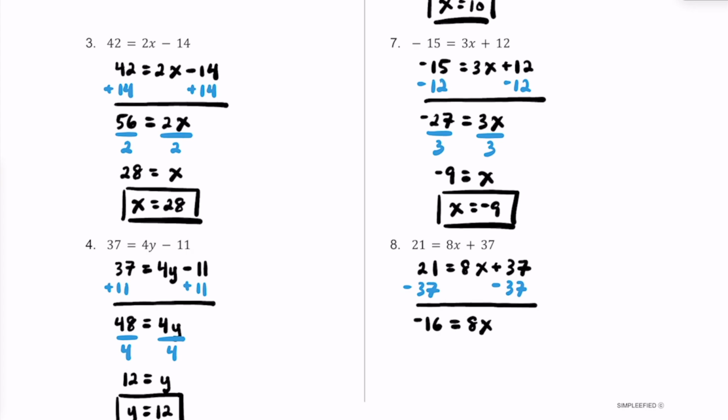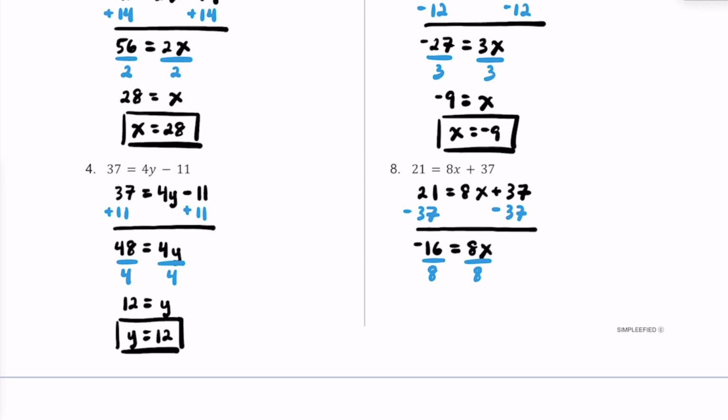Next, let's get the coefficient of x to be 1. And we can do that by dividing both sides by 8 here. On the left side, negative 16 divided by 8 is going to be negative 2. And on the right side, 8x divided by 8 is going to be 1x, or just x. We can say that x is equal to negative 2 for this problem.